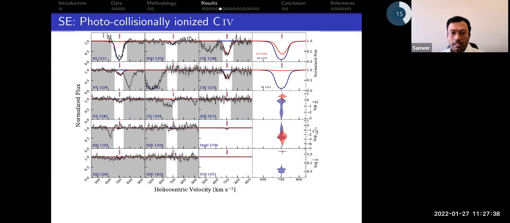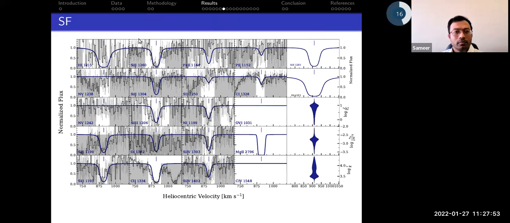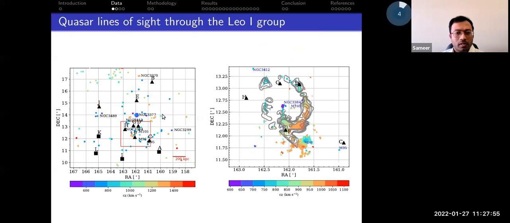And again, we explore a collisionally ionized carbon 4. The parameters don't change drastically, except that the temperature of this collisionally ionized phase has to be greater than 10 to the 5 Kelvin. Then sightline F. Sightline F is also on top of the luring.